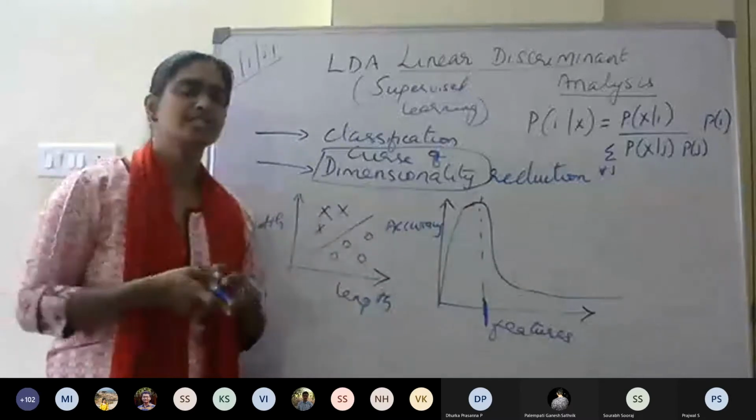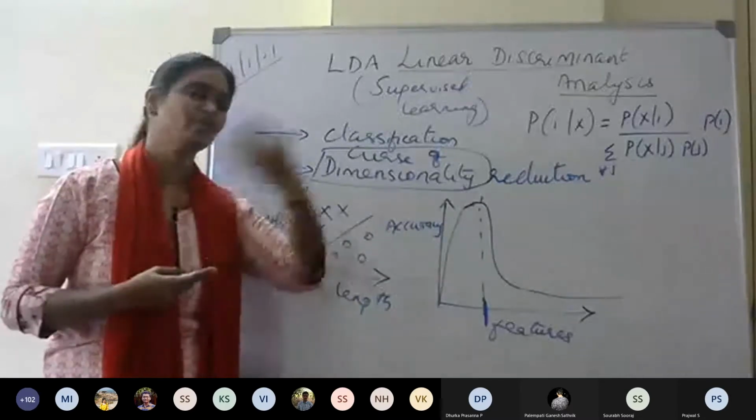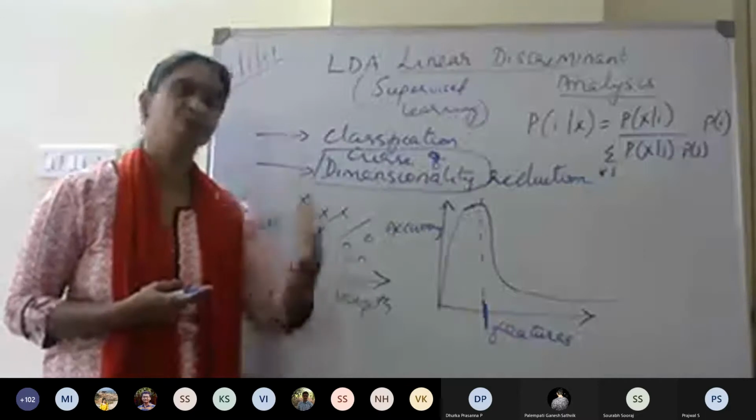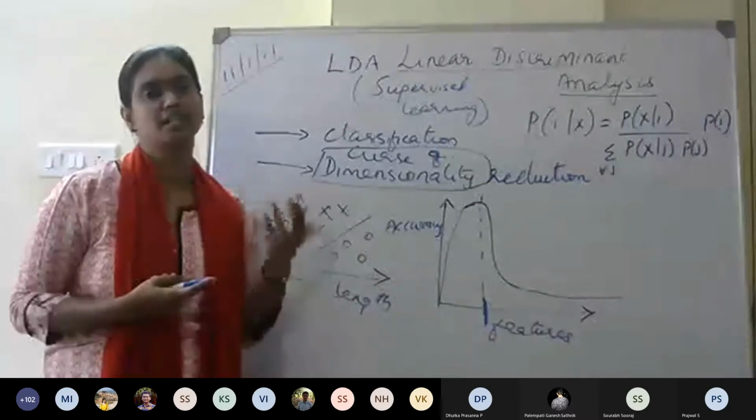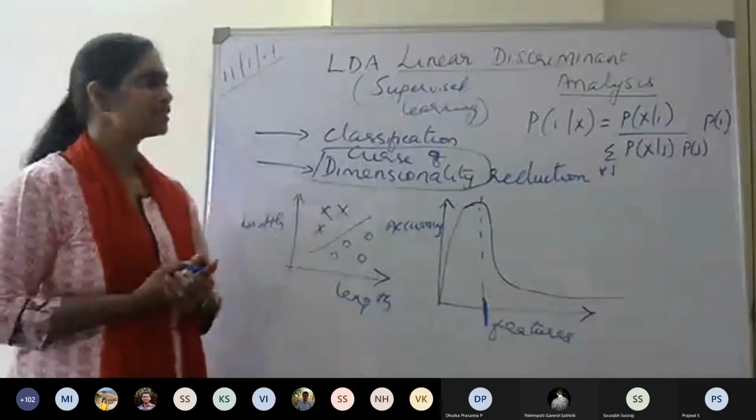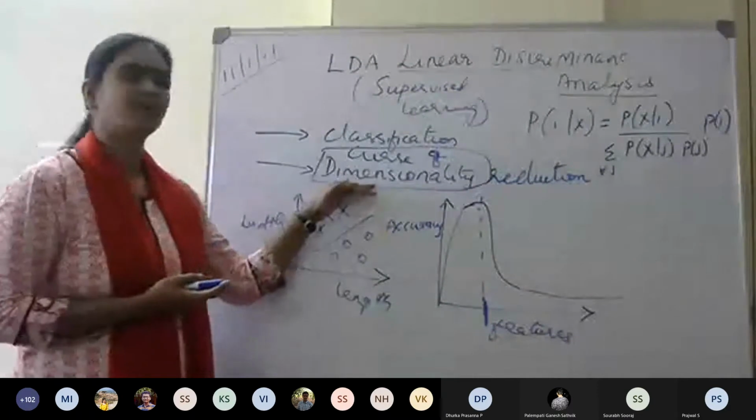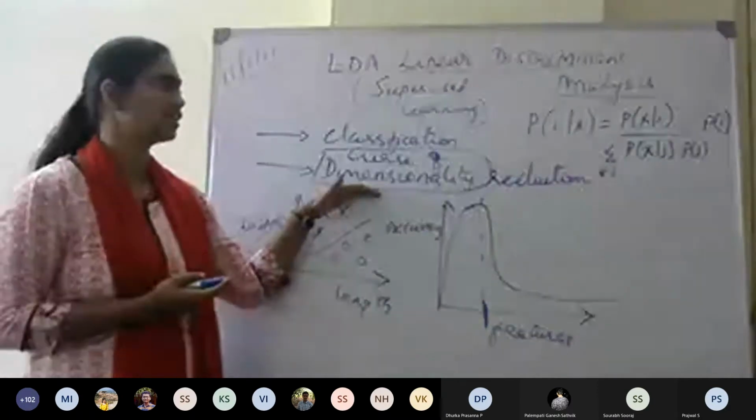So I cannot use a simple line or a plane. I have to go for a hyperplane. So formulating all that becomes a tedious process. So that is the idea why we need to go for a dimensionality reduction technique.